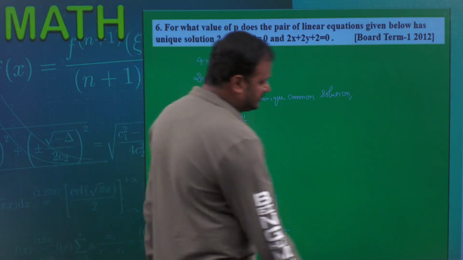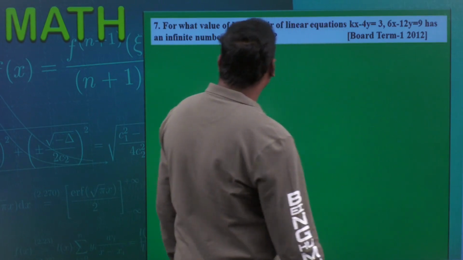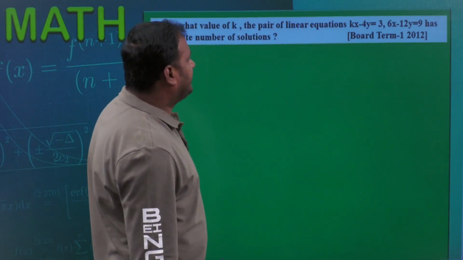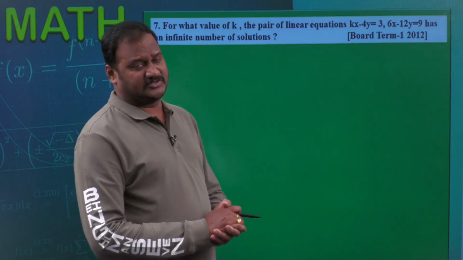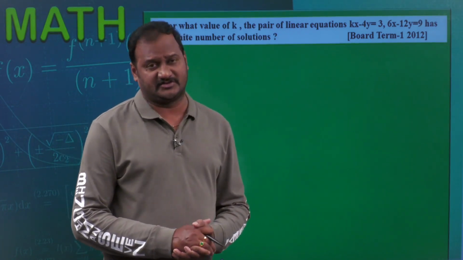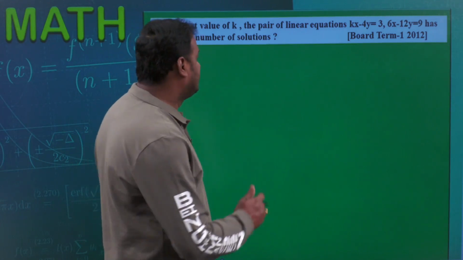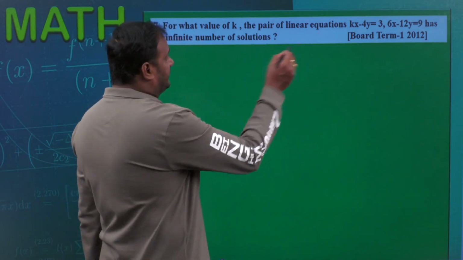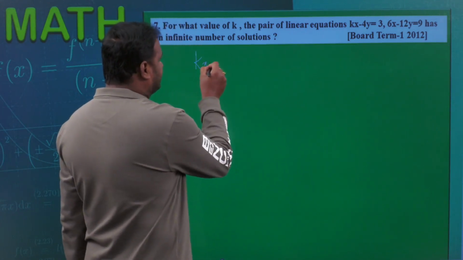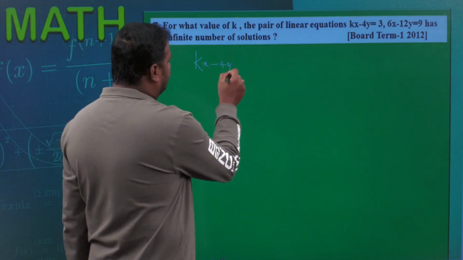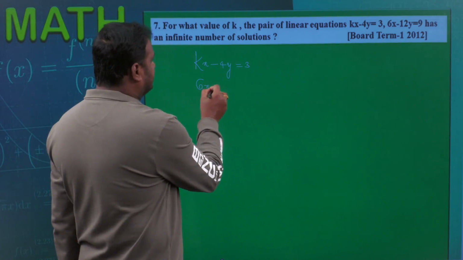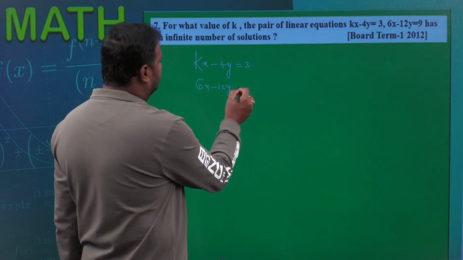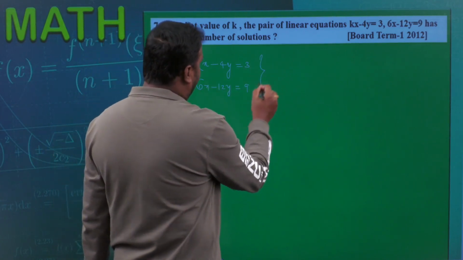Real number system except 4 having a unique common solution. See, this is it. Next, for what value of K does the pair of linear equations have an infinite number of solutions? When equations are said to have an infinite number of solutions, what is the condition for that? The given equations are Kx minus 4y is equal to 3, and the second equation is 6x minus 12y is equal to 9.